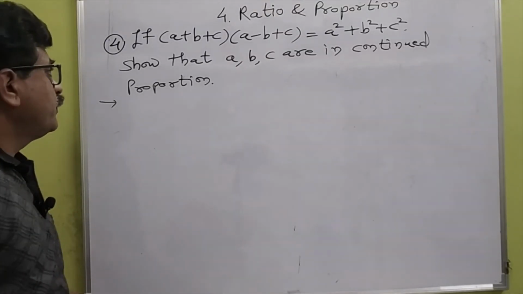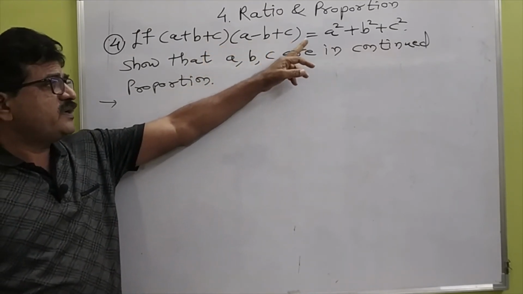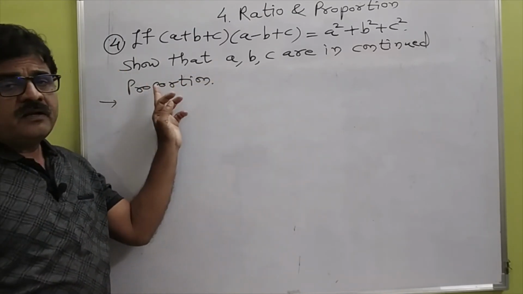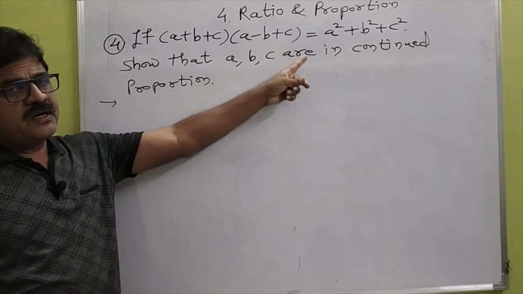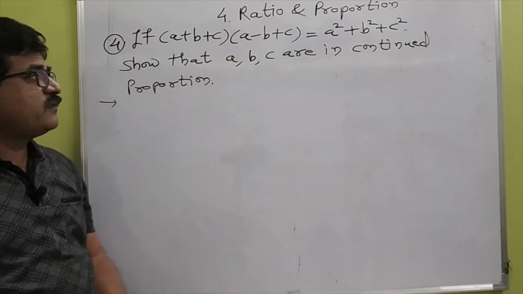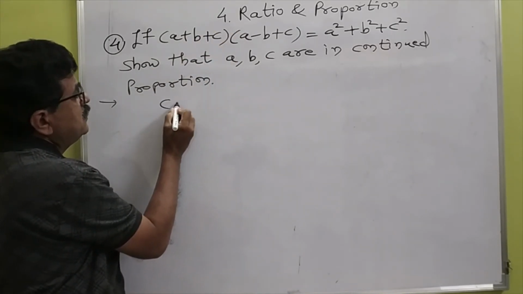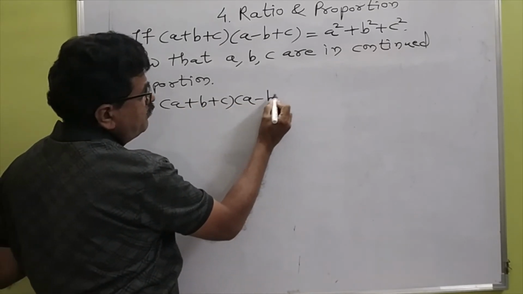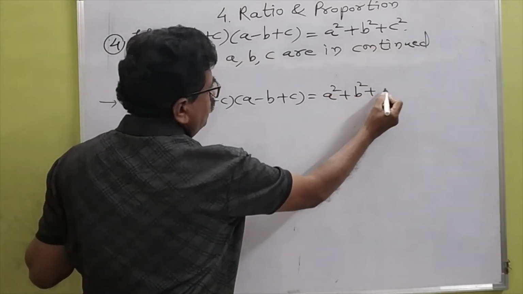Now question number 4. If A plus B plus C into A minus B plus C is equal to A square plus B square plus C square, then show that A, B, C are in continuous proportion. Now we know that if A, B, C are in continuous proportion, then B square is equal to AC. We have to show B square is equal to AC. First write down the given equation as it is: A plus B plus C into A minus B plus C is equal to A square plus B square plus C square.